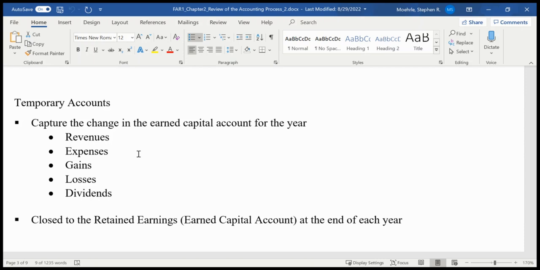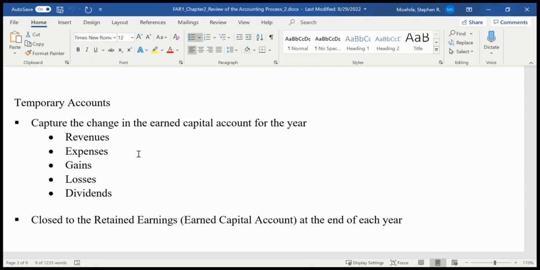They are ancillary losses related maybe to sales of investments of other companies. You'll learn a lot more about gains and losses as opposed to revenues and expenses over your accounting courses. Dividends are past earnings that we are returning to our shareholders.